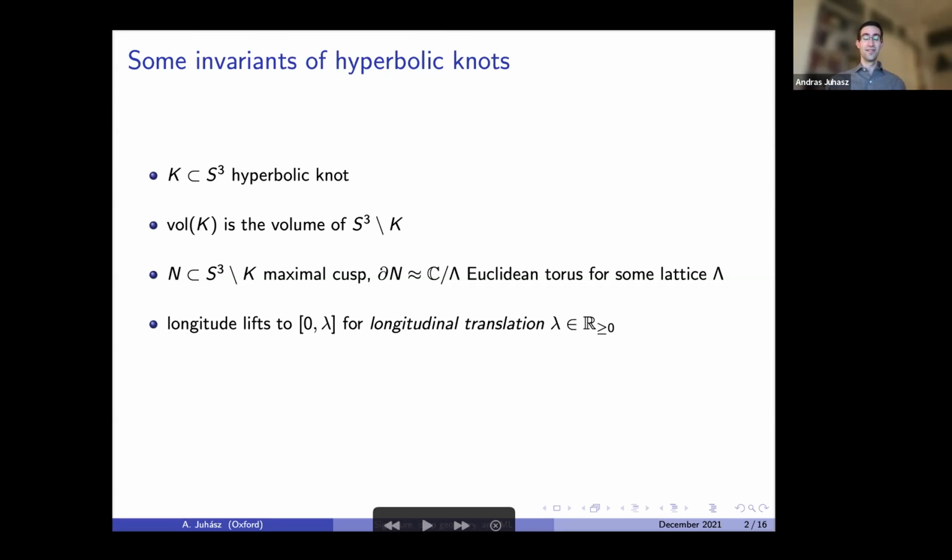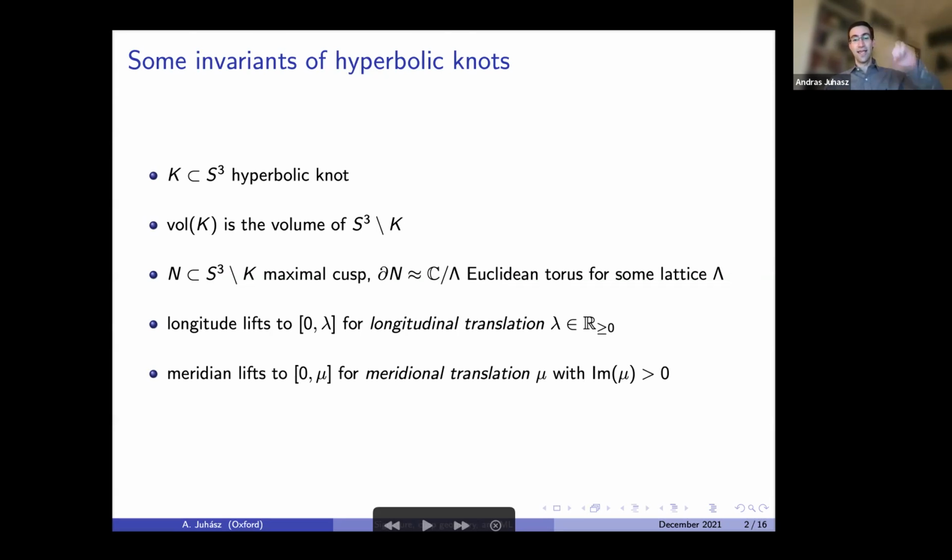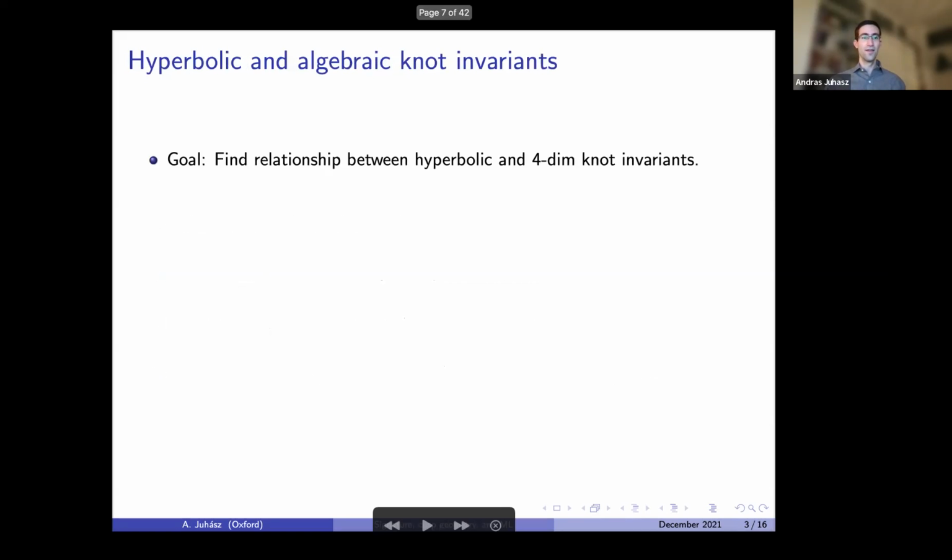of your knot. And then similarly, you can lift the meridian starting from the origin in the complex plane, and it ends at some complex number mu, and we can assume that it has positive imaginary part, and this is called the meridional translation. So this lattice Lambda is generated by lambda and mu.